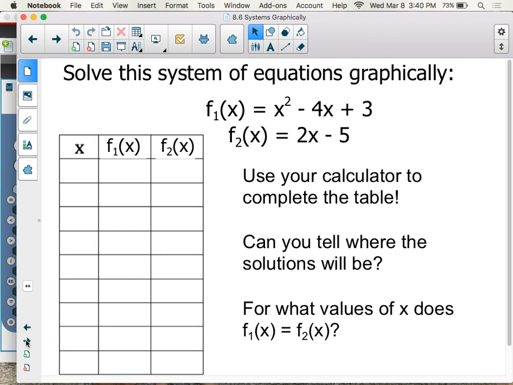So here's what a question would look like. It would say to solve the following system of equations graphically. And it might give you two functions. They might be in y equals form. But here's two functions. The first one is our quadratic function. The second one is our linear function. So let's go and graph these in the calculator.